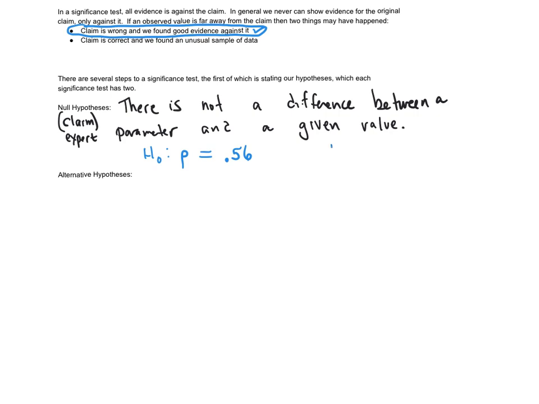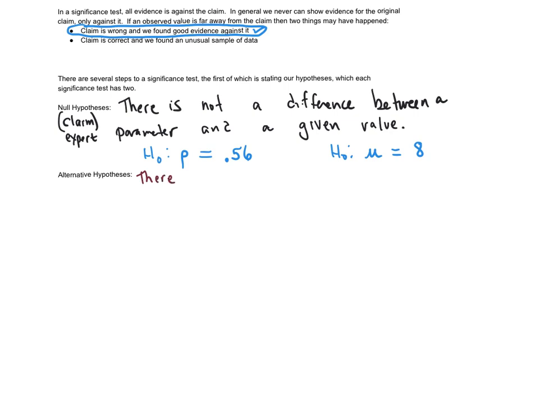You could, of course, do this with a mean as well. You always use the parameter symbol, so P or mu. So I could say mu equals 8. So some expert is saying the average, I don't know, hourly rate for an employee is $8 an hour. So that could be a claim, something that is saying these are true. And so what we do is we have these alternative hypotheses that try to disprove it.